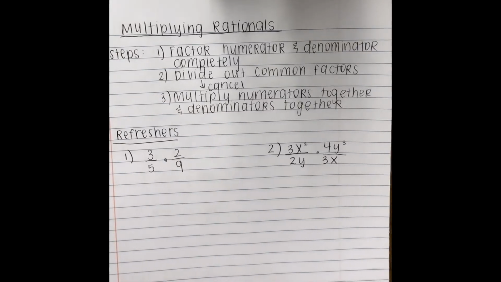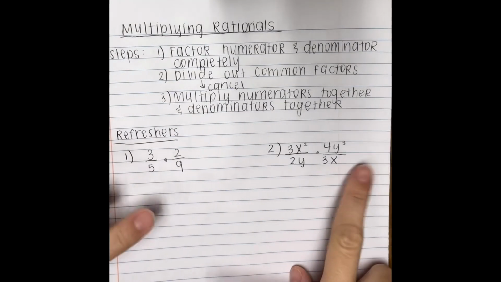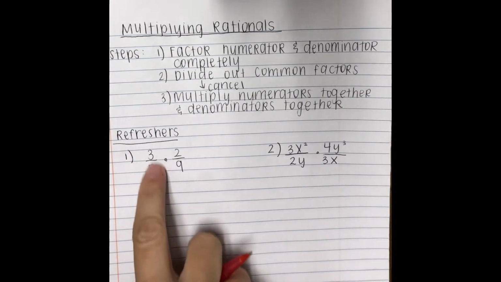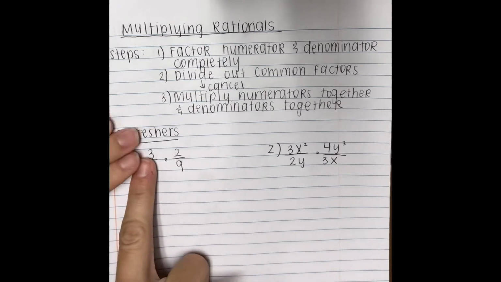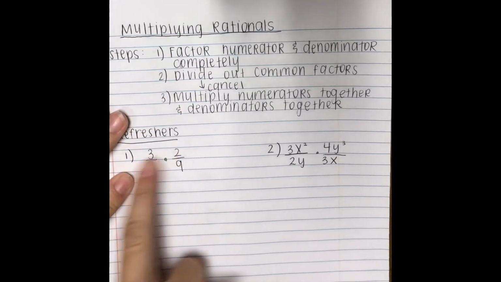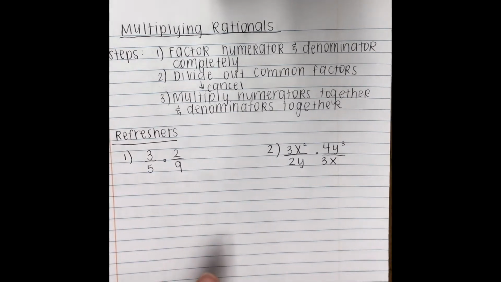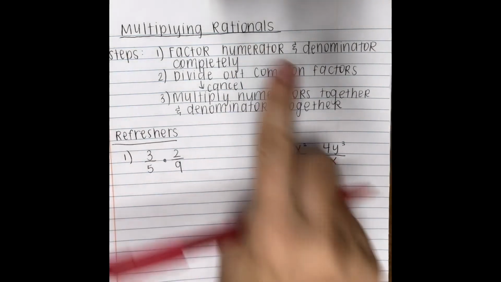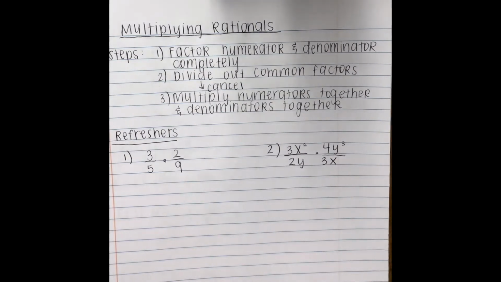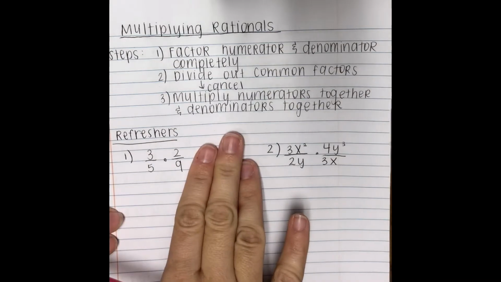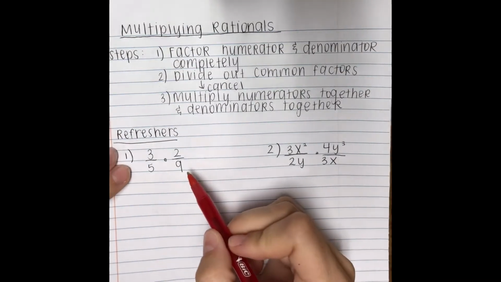All right, just to refresh because you all have done this before, okay? So we want to multiply 3/5 times 2/9. Normally what you do with this is you multiply the numerators together, denominators together, and then you'd simplify, okay? But with rationals, we're actually going to simplify first and then multiply together. So I'm going to show you an example of what that would look like here.